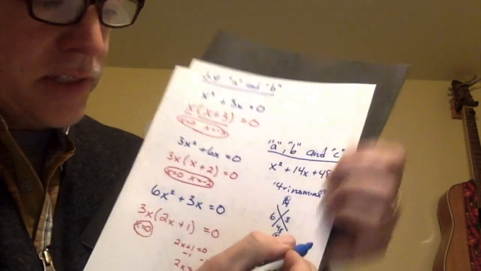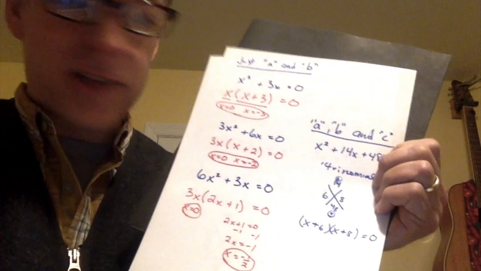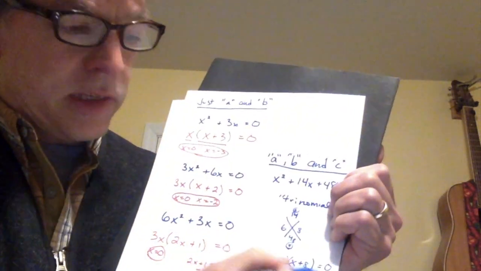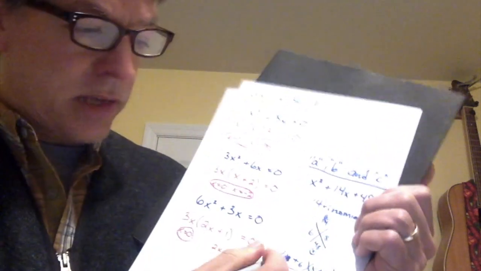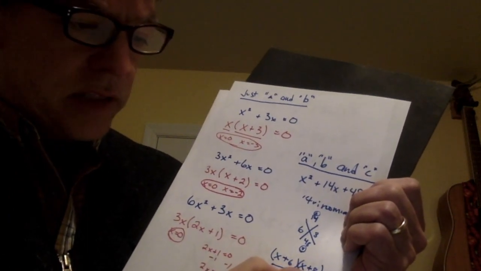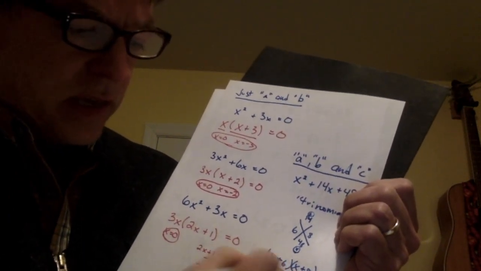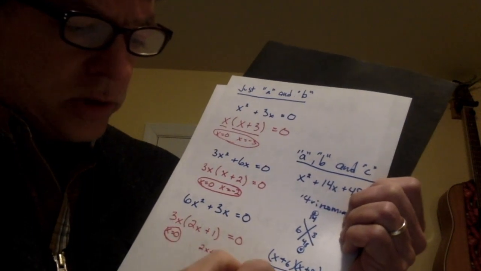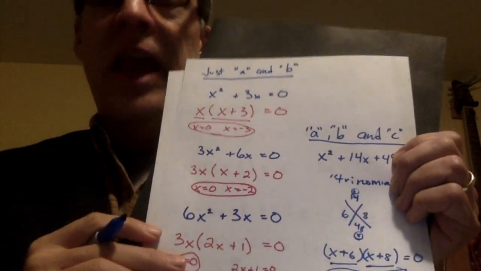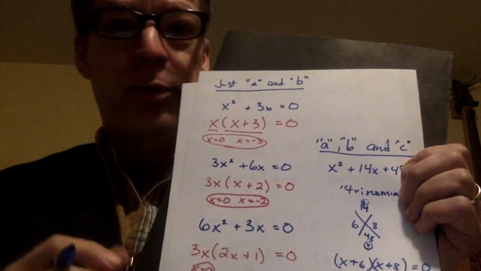And now can you see what the x answers have to be? You got one number times another number equals 0, so one of those numbers has to equal 0. So guess what? X equals negative 6, x equals negative 8, and you just solved your first quadratic equation with A, B, and C present.